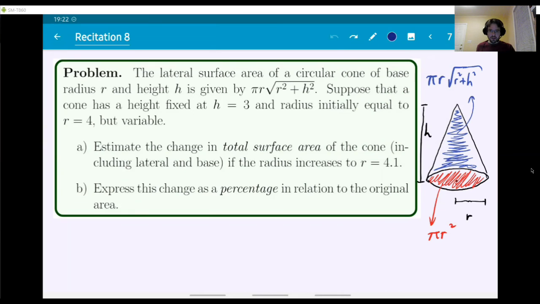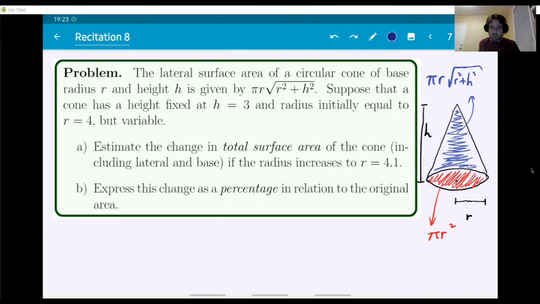So first of all, they remind us that the lateral surface of a circular cone of base radius r and height h is given by this formula here, pi r root of r squared plus h squared. This is just a formula that you might not remember. I honestly did not remember this. We can calculate this, but anyway. So the area of this lateral surface in blue in my drawing, the surface around the cone, is given by this formula. Of course, the area of the base is pi r squared because that's the circle.